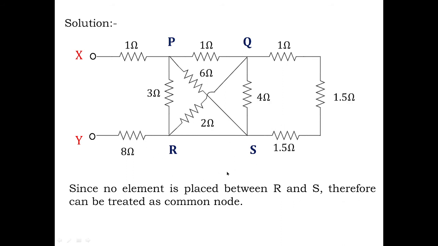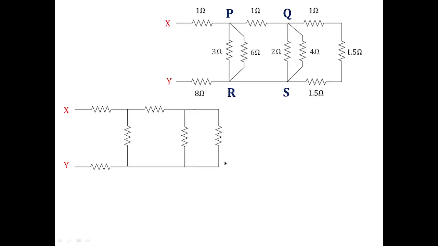So I can say that the value from P to R, that is 3 ohms, and the value which is 6 ohms between P and S are said to be in parallel. The same case with Q to R, which is 2 ohms, and Q to S, which is 4 ohms. So 4 is in parallel with 2. Why has this happened? Because there is no element between R and S. So this is the reduced network, where you can see PQRS is arranged in the same fashion, and 6 is parallel to 3, 2 is parallel to 4.